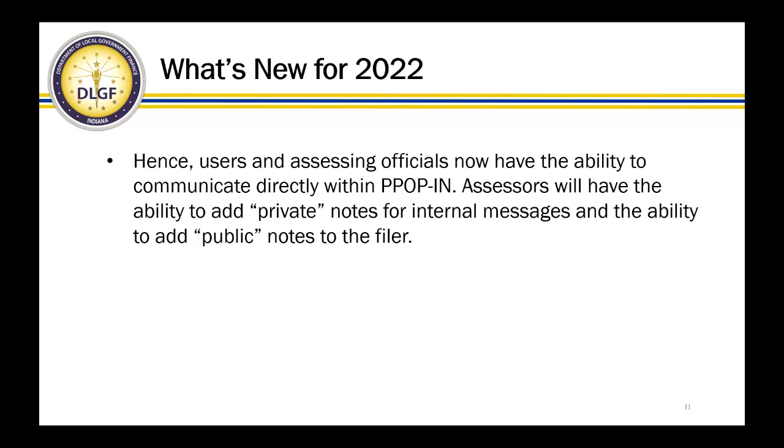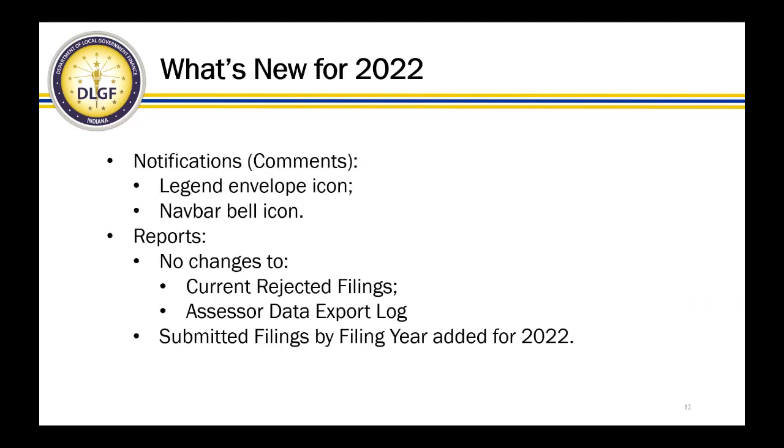So saying all that, it basically boils down to now assessing officials and the user, be it a taxpayer or a CPA or an agent, can communicate directly within POP-IN. And as you can see, the assessors have the ability to add private notes for their internal messaging, and also to add public notes to the filer. In regard to the notifications, we've added a legend envelope icon and also a navigation bar bell icon in the comments section.